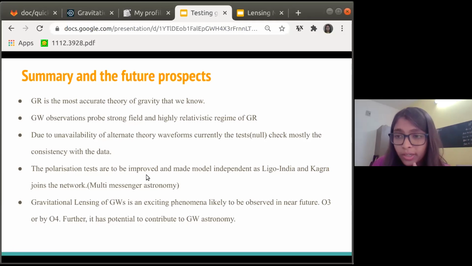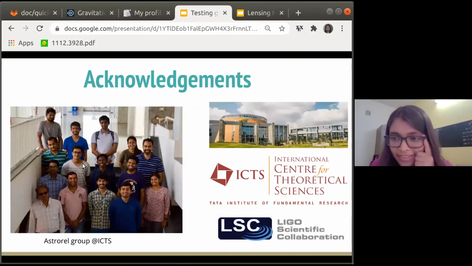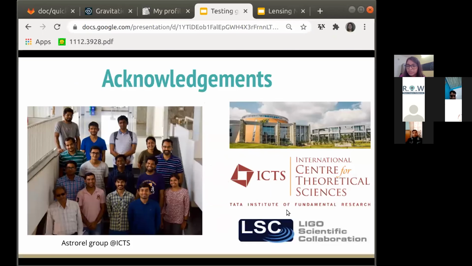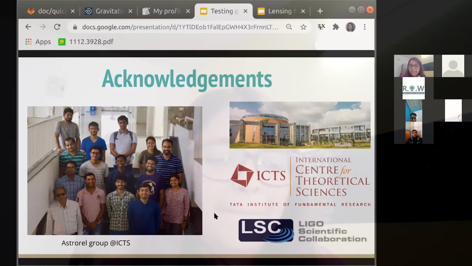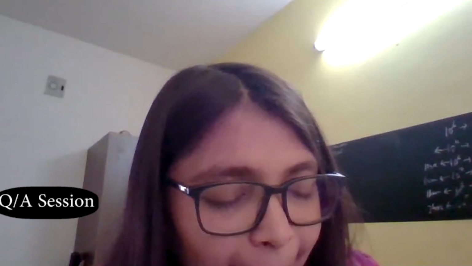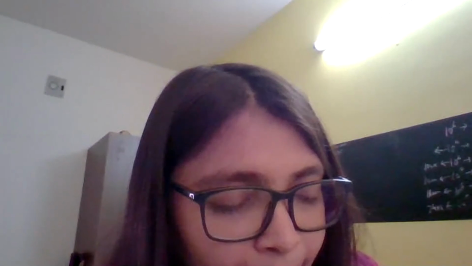I should mention that as LIGO India and KAGRA join the network, we would be able to detect more events like BNS or NSBH, that is, binary neutron star or neutron star black hole binaries. This is the AstroRel group at ICTS. We have a nice lively environment here for doing research. This is my institute, ICTS, and I would also like to thank the LSC, the LIGO Scientific Collaboration.